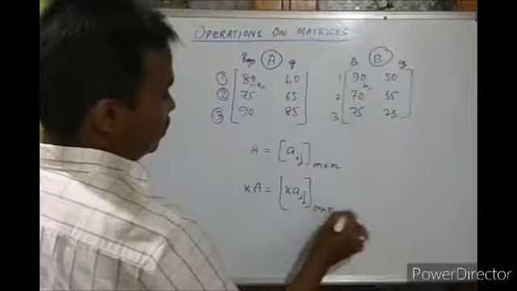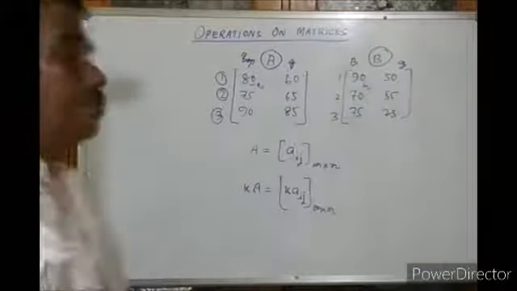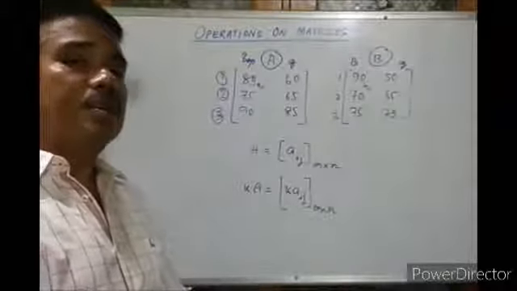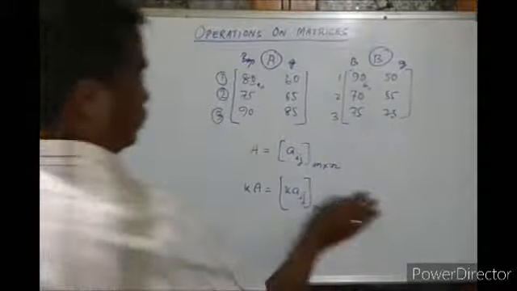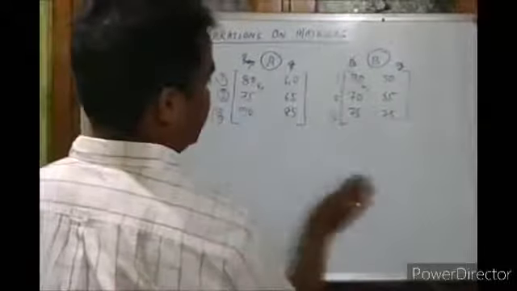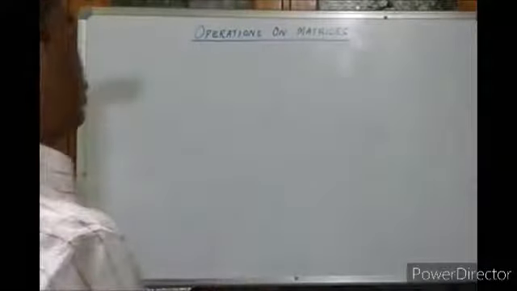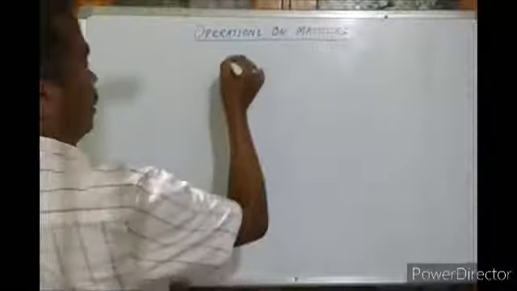So in this way, multiplication of a matrix by a scalar is defined. Now, the difference of two matrices. Let us see what the difference of two matrices is. The difference of two matrices is defined in this way.